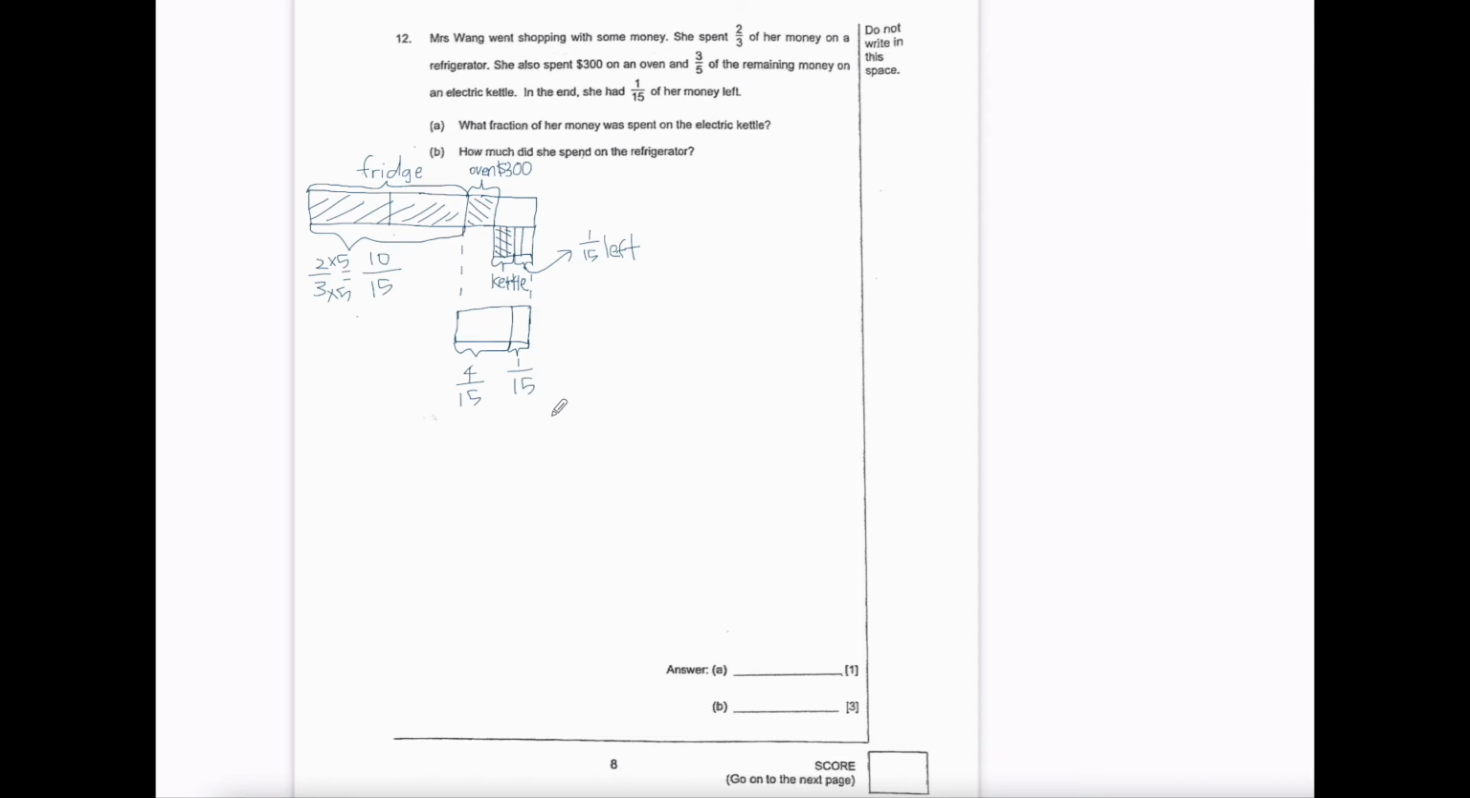Okay, so how should I go about doing this? Do you realize that 2/5 of the remainder equals 1/15 of total? And I need to find out what is 3/5 of remainder because that's what the kettle used. So 1/5 of remainder will just be 1/15 divided by 2, because from 2 units it became 1 unit. So it's 1/30 of total.